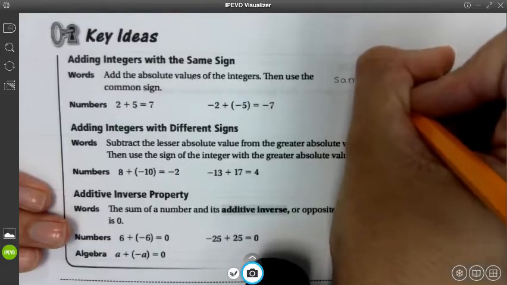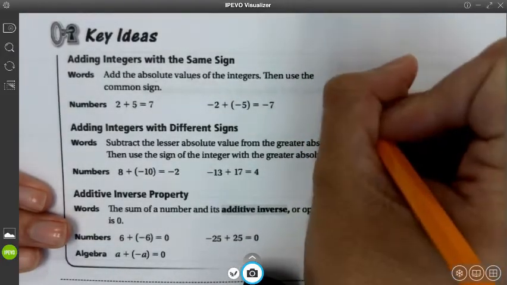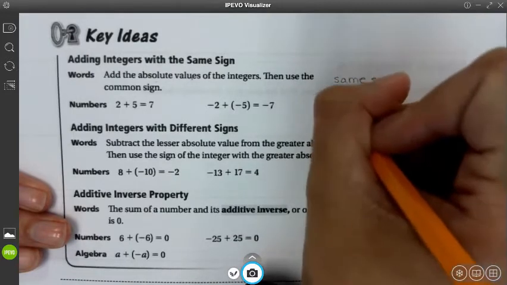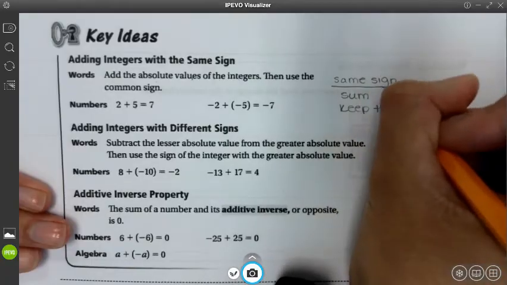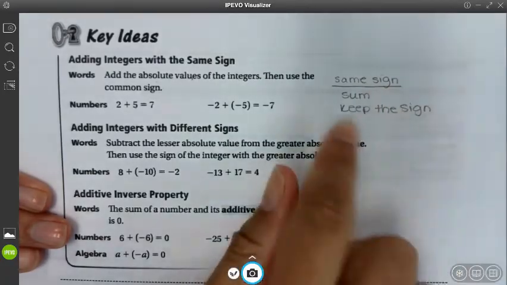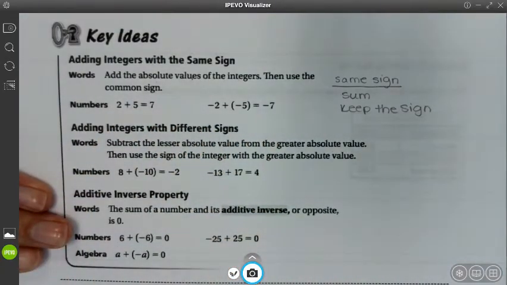Same sign. I want you to find the sum and keep the sign. Sum means just add the two numbers together and keep the sign of whatever those numbers have as their sign.